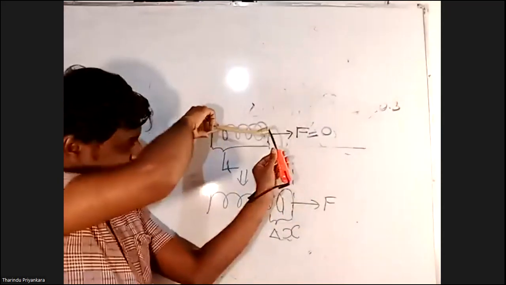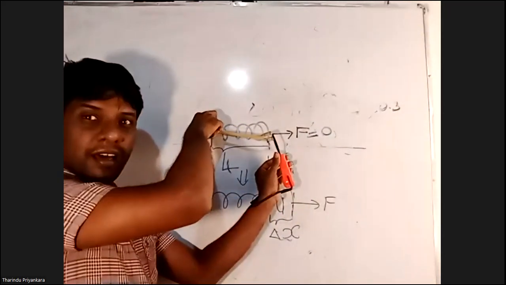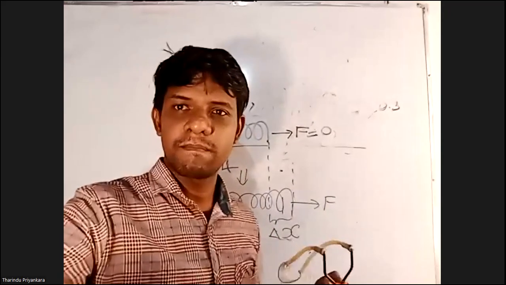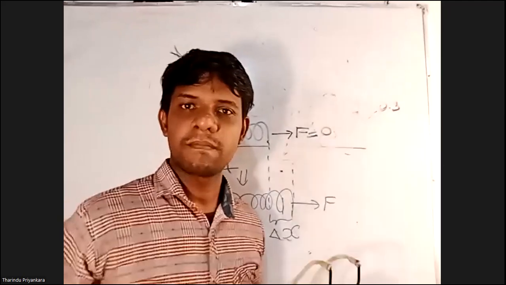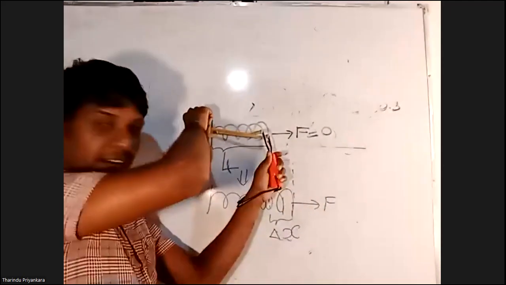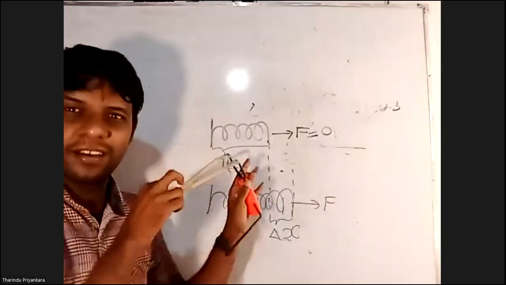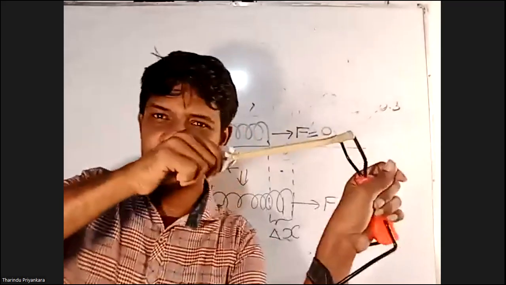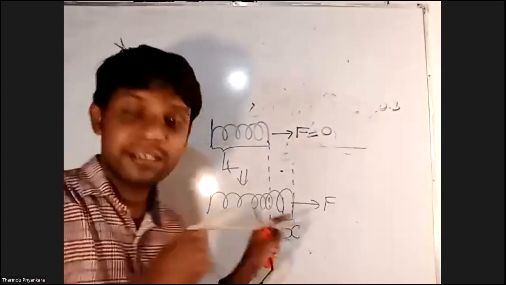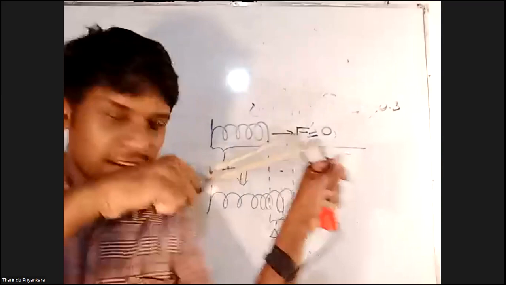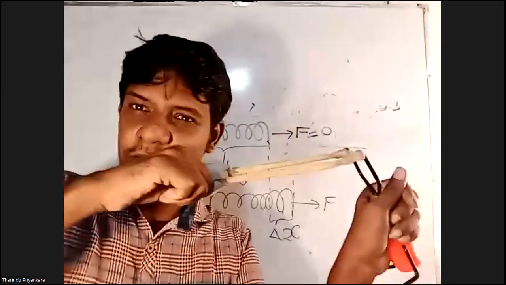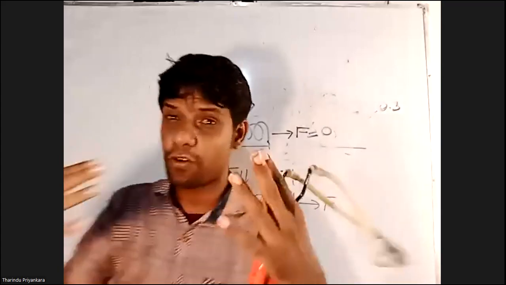So the natural length again, L. Now there is no force. Actually, the force is 0 at the natural length. When I apply a force, it is extended by a distance delta x. And I keep stretching and stretching. When I keep stretching, it needs more force.